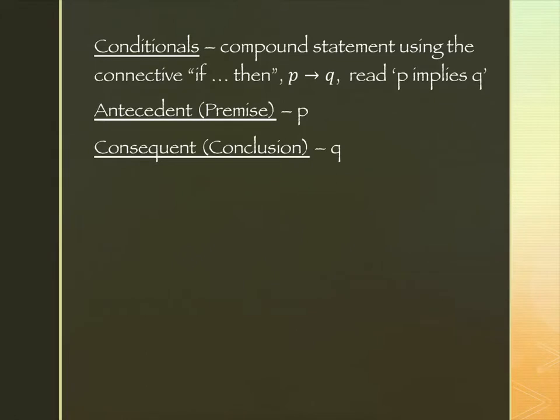So conditionals are compound statements that use the connective if-then. I've shown you that they use that arrow as the symbol between them, and we read them as P implies Q. You can say if P then Q as well, but P implies Q is how we read the symbols. Antecedent or premise, either of those words, are referring to the if part, P. And then the consequent or the conclusion is referring to the then part, the Q.